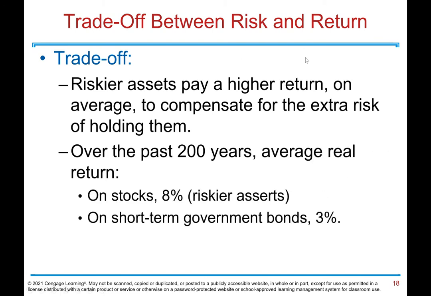Trade-off between risk and return. Riskier assets pay a higher return on average to compensate for the extra risk of holding them. Over the past 200 years, the average real return on stocks is about 8%, which is for riskier assets. On short-term government bonds, which are less risky, it is 3%.